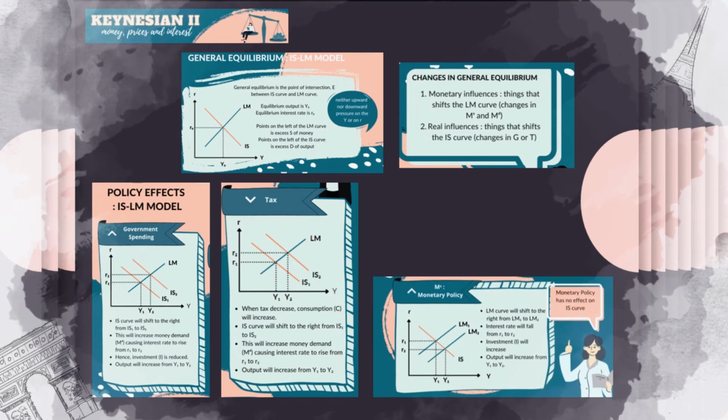The final example would be if there is an increase in money supply, which is also known as monetary policy. Bear in mind, monetary policy has no effect on the IS curve. Money supply is increased by lowering the reserve requirements for banks, which allows them to lend more money. When this happens, the LM curve will shift to the right from LM1 to LM2. Interest rate will fall from R1 to R2. This will lead to an increase in investment. Output will also increase from Y1 to Y2.